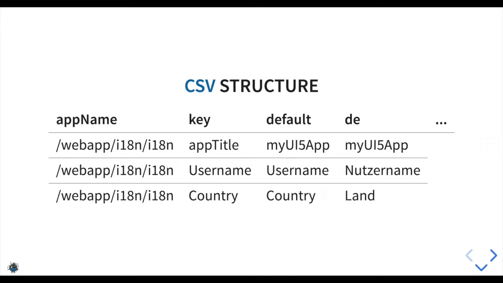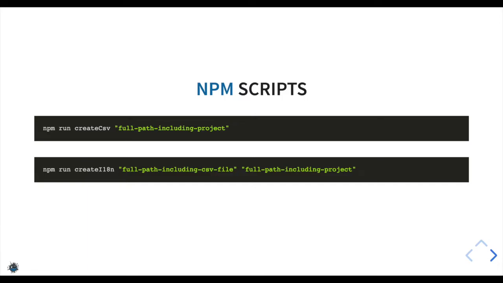Now, we do need a way to run this Node application, and for this we have two simple npm scripts. The first one is the create CSV script. This takes one mandatory parameter as a path to the project. Once you run this command, it will create the CSV file for you. The second script is the create i18n script, which holds two parameters, one path to your translation file and the second path to the root path of your project. With this, it will create the i18n.properties files and places it in the right directories.